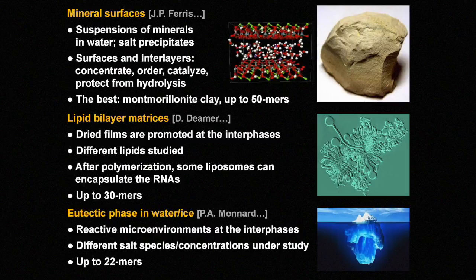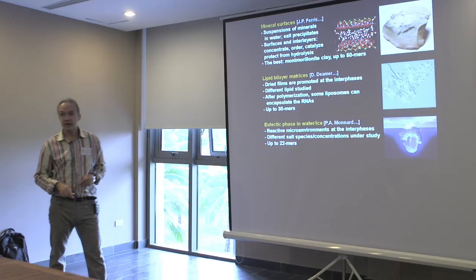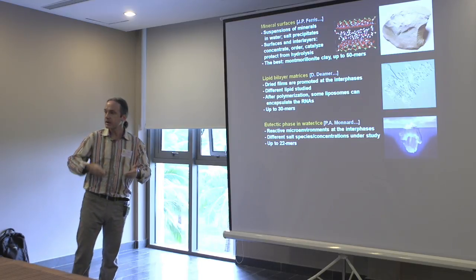And a new option is to use the eutectic phase in aqueous medium. That's why I asked Daniele about the possibility of having ice on primitive Earth, because these microenvironments concentrate the substances at the surface and the interlayer between ice and water. In this system they are able to get up to 22 mers of RNA. So RNA can be polymerized.